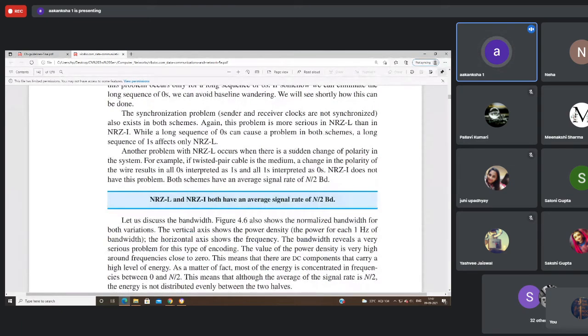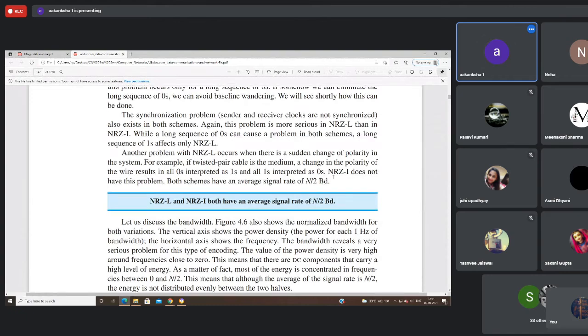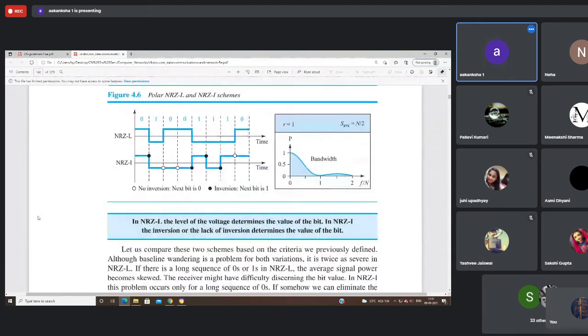Now, if twisted pair cable is the medium, a change in the polarity of the wire results in all zeros being interpreted as ones and all ones being interpreted as zeros. This is one problem. NRZI does not have this problem. Both schemes have an average signal rate of n/2 baud. NRZI will not be affected by the polarity change because we say the level will change. We are not fixing the level positive or negative for zeros and ones, so it is not affected by the polarity change.